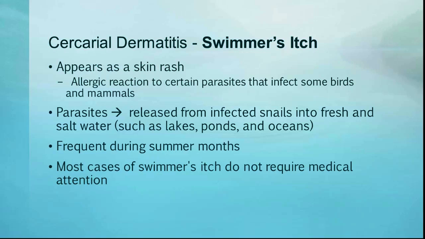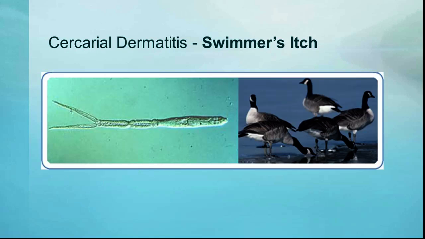Cercarial dermatitis is the swimmer's itch, and it appears as a skin rash. It's an allergic reaction to parasites that infect birds and mammals. These parasites are released from infected snails into fresh and salt water, and if you go swim there, you can get this particular swimmer's itch. It's frequent during the summer months, and most cases don't require medical attention.